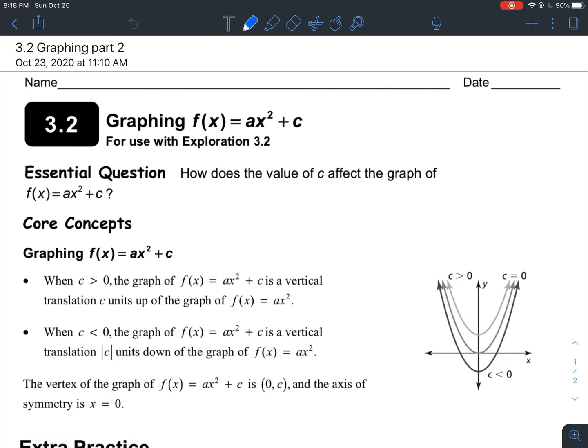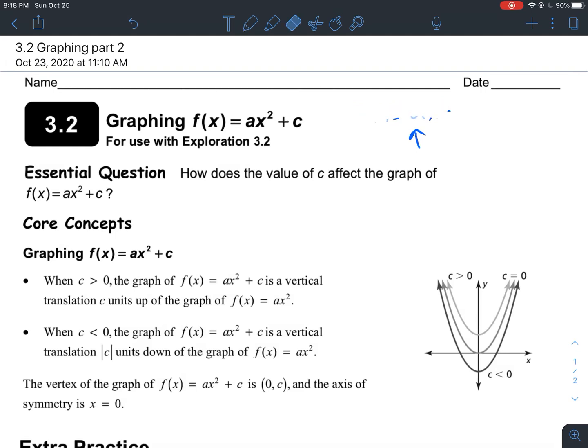Alright, so now we're back with 3.2. In 3.1 we learned how to graph the function f of x is equal to a times x squared. This basically just meant we were graphing functions with a vertical stretch or a vertical shrink, and depending on whether a was positive or negative, there was also reflection.